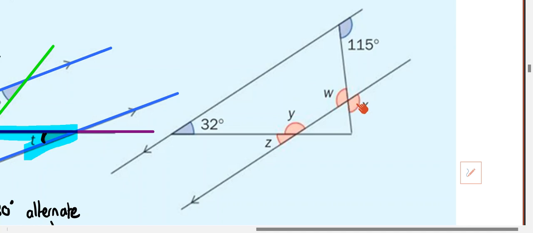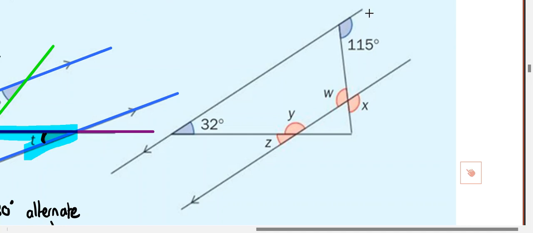They're not corresponding. They're vertically opposite. Yeah. Looks like 115. All right. We're going to avoid the "looks like". It is a one-way, but how can I know that X is 115?